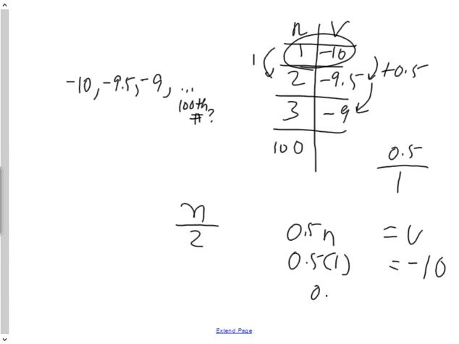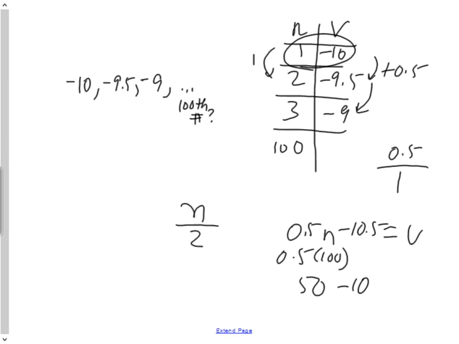This is 0.5. Does not equal negative 10, but if I subtracted 10.5 from it, I would end up with negative 10. So therefore my constant has to be negative 10.5. And now once I have that equation, I substitute my 100 for n, which is going to be 50, minus 10.5 will equal my v. So therefore 39.5 is the value of the hundredth number.